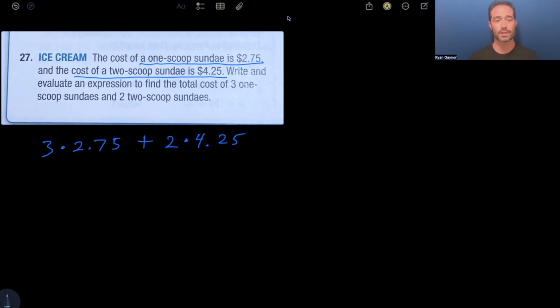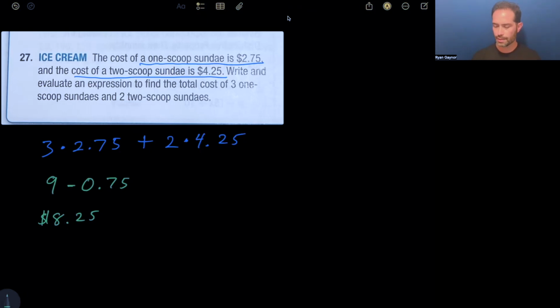$2.75 is very close to just $3, right? So I'm just missing a quarter from each one of those. So if I do 3 times 3, that's $9. But then I'm missing a quarter 3 times. So if I do $9 minus 3/4, that would be 75 cents. Then this really comes down to $8.25. All right, so that's just a faster way you can do it in your head.